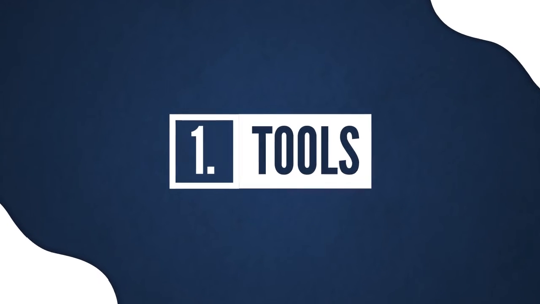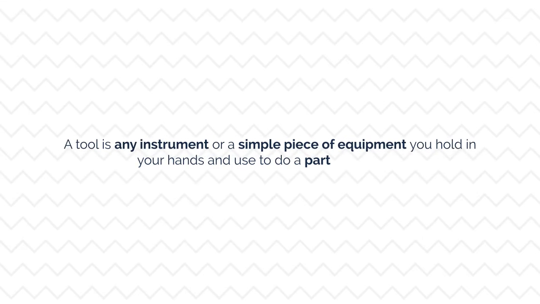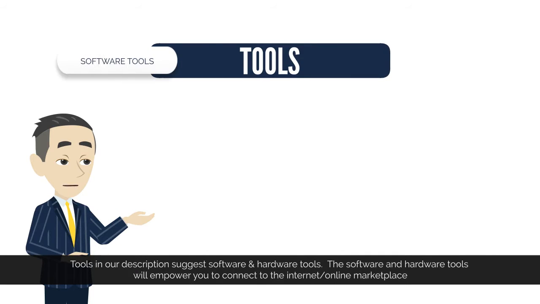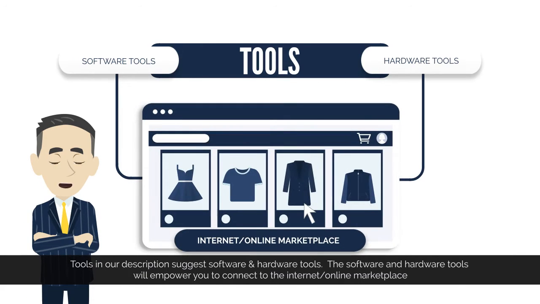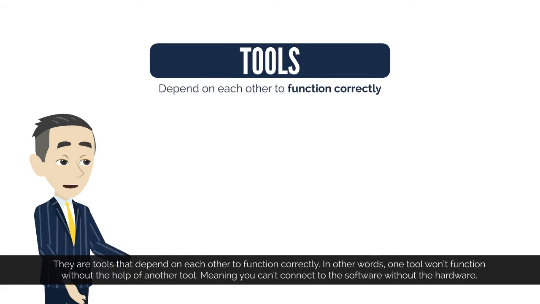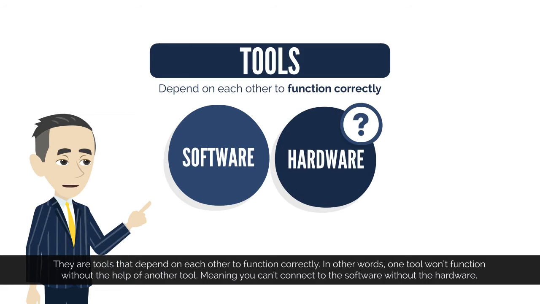1. Tools. A tool is any instrument or a simple piece of equipment you hold in your hands and use to do a particular work. Tools in our description suggest software and hardware tools. The software and hardware tools will empower you to connect to the internet or online marketplace. They are tools that depend on each other to function correctly. In other words, one tool won't function without the help of another tool, meaning you can't connect to the software without the hardware.